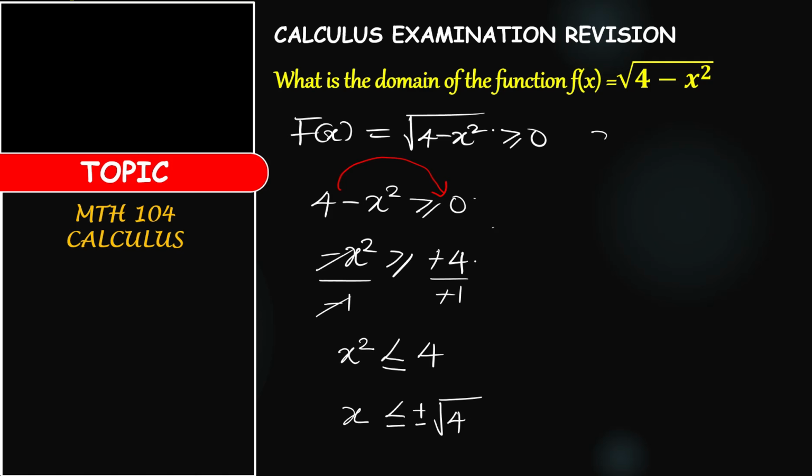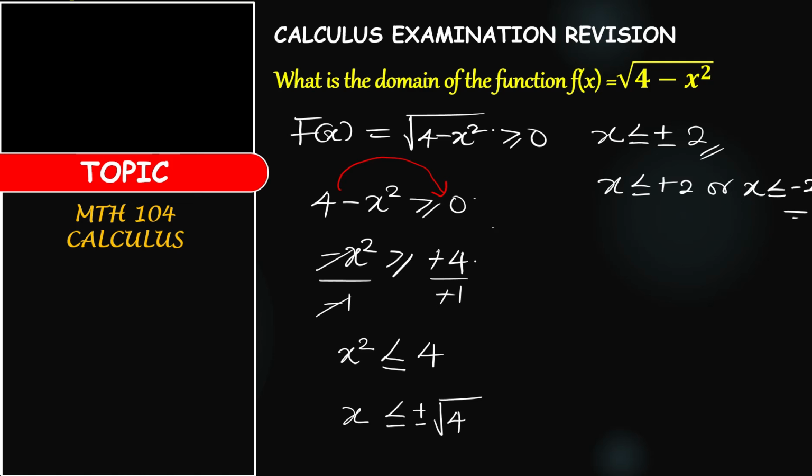And then at the end of the day, x will be less than or equal to plus or minus the square root of 4, which is what? It is 2. Is that okay? The square root of 4 is 2. Now, at the end of the day, we can say x is less than or equal to plus 2, or x is less than or equal to minus 2.